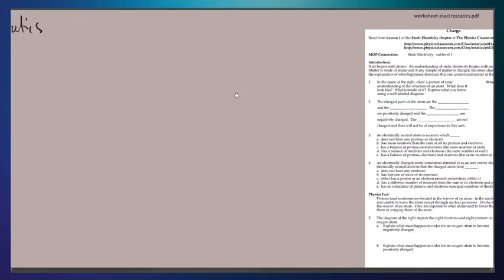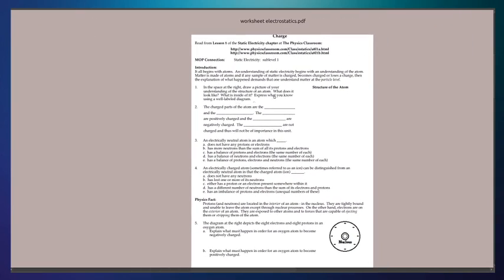So electrostatics. Now this lesson here is going to run off of a worksheet which is in Canvas, and the worksheet is this one. So this is the first page that I'm showing you. It's on Canvas in the latest module. You should look for the document that says worksheet electrostatics PDF.